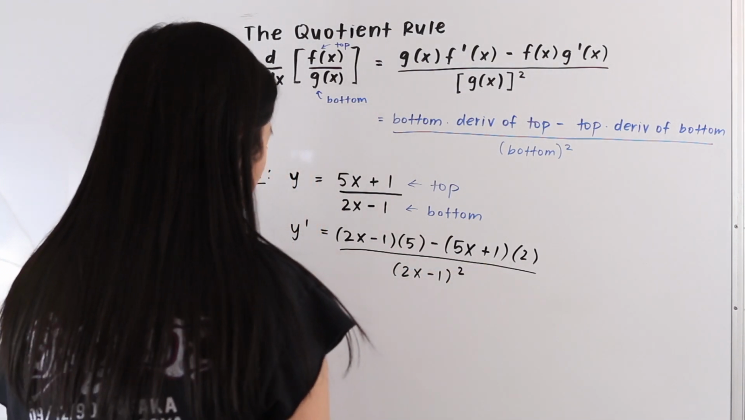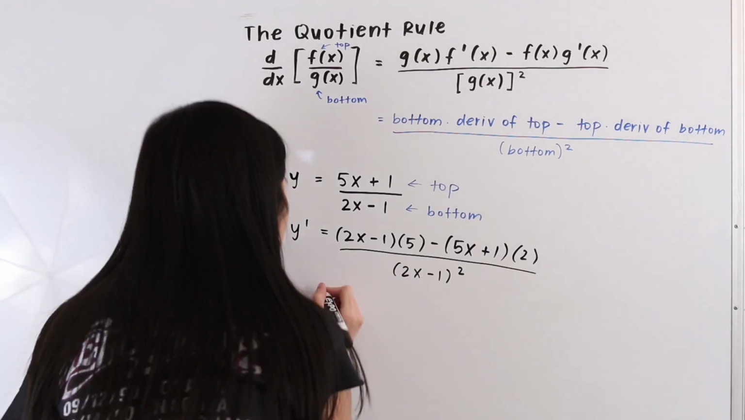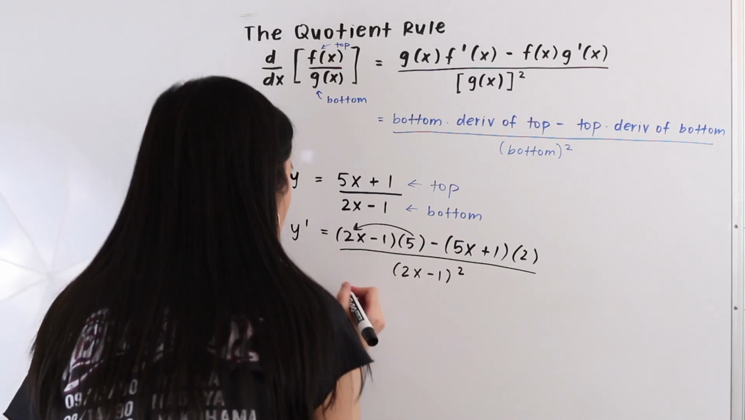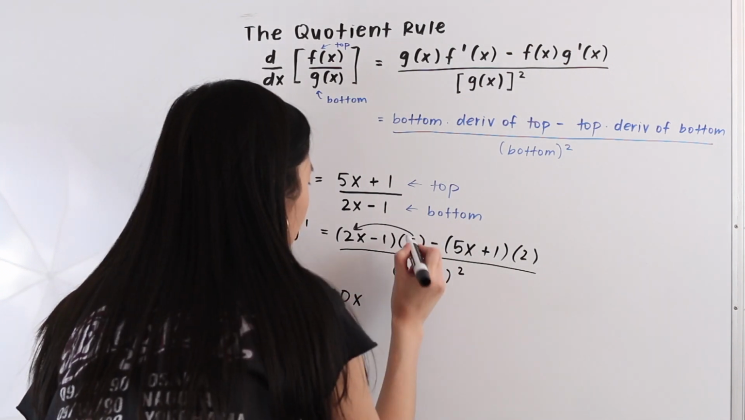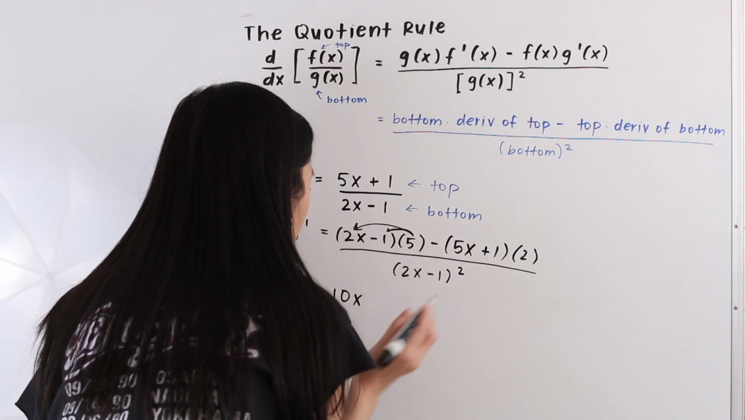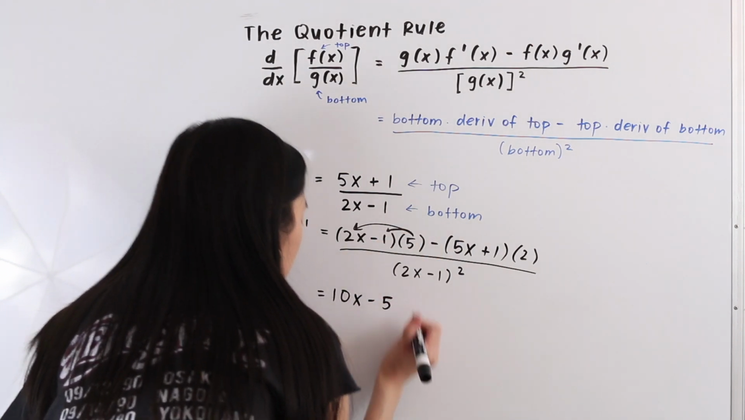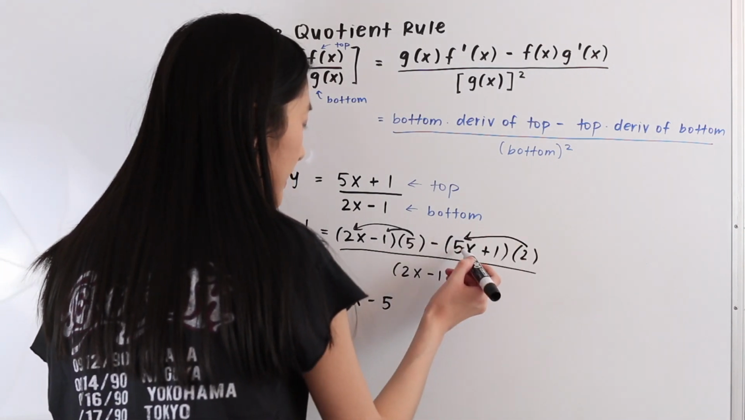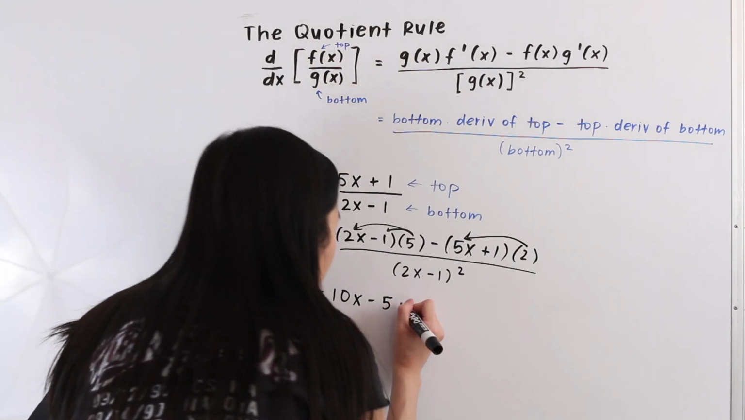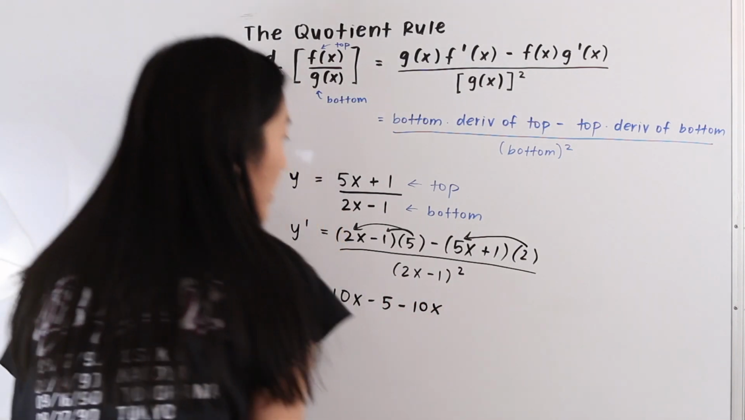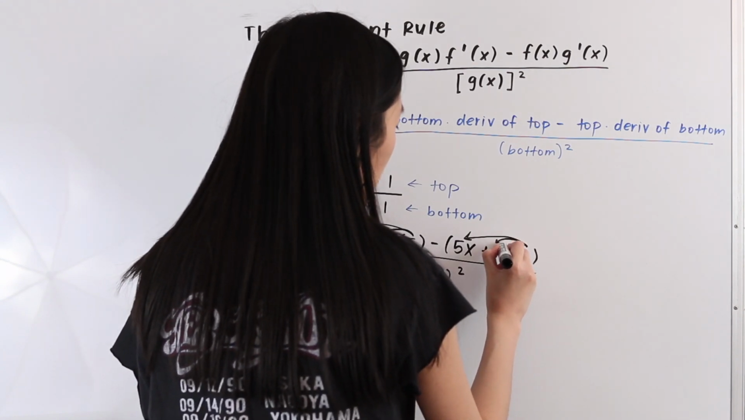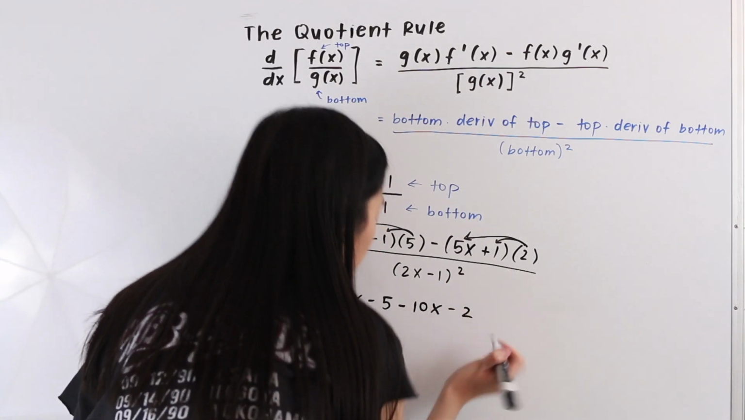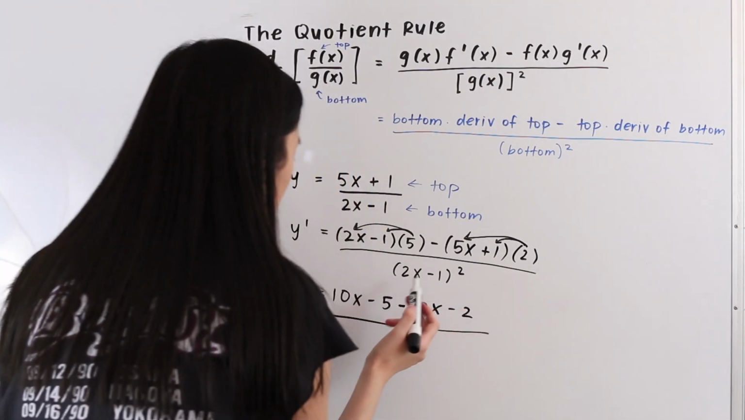As our next step, let's expand our numerator so that we can combine like terms. Let's distribute this 5. So we have 5 times 2x, which is equal to 10x. Then we have a 5 times a negative 1, and that just gives us a minus 5. And then here, let's distribute this 2. So we have a 2 times a 5x times a negative sign, which gives us a negative 10x. And then we have a 2 times a positive 1 times a negative sign, which gives us a negative 2. And this is all over 2x minus 1 squared.